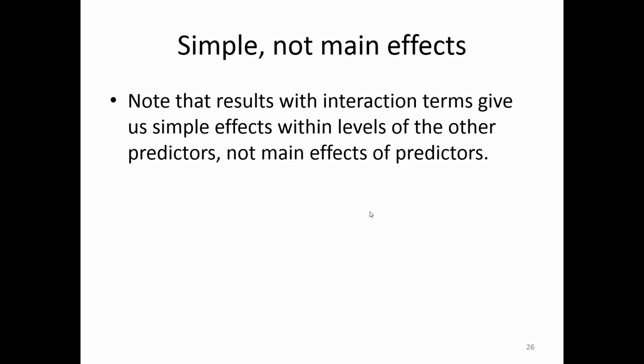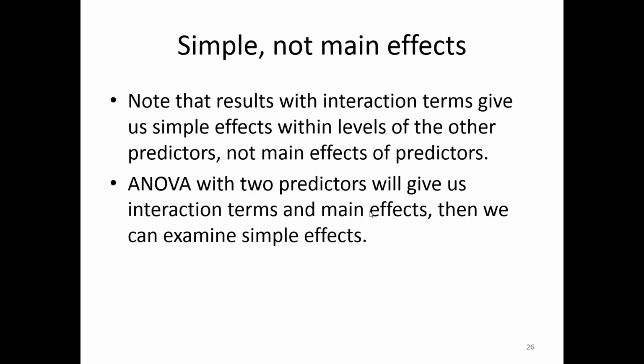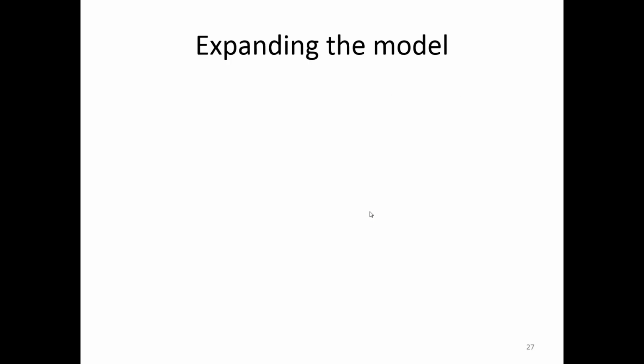Note that these results with interaction terms give us simple effects within levels of the other predictors, or partialed for any other predictors, not main effects of predictors. ANOVA with two predictors is going to give us interaction terms and main effects, so it'll have one interaction effect and then two main effects. Then we can examine simple effects.